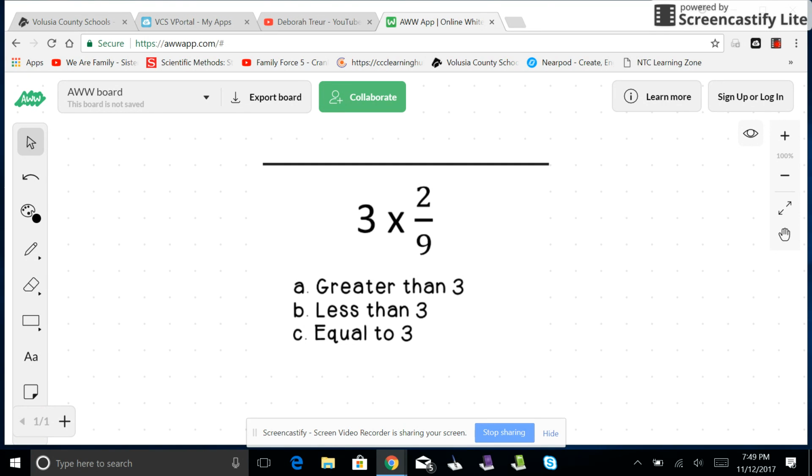So, for instance, in this problem that we have right here, we're not going to do any math. We're not going to put the line here and put a 1 underneath and multiply across. We're not going to do that because we are actually going to look at the problem, and from what we know, we're going to determine whether the answer is going to be greater than, less than, or equal to.